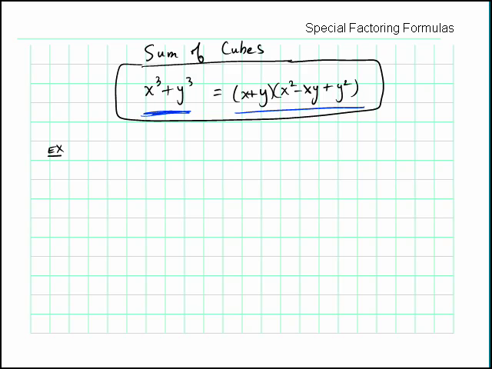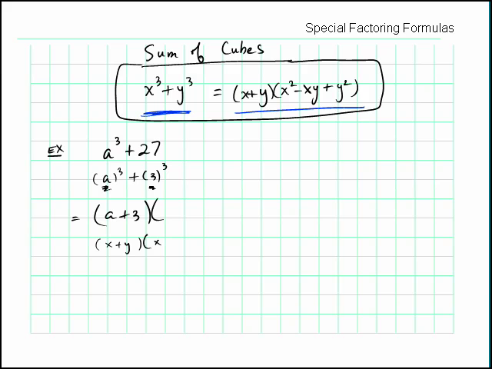Here's an example of how we can use this pattern to factor a sum of cubes. Let's say, for instance, we have a cubed plus 27. Now I know that this is a sum of cubes because this is a cubed plus 3 cubed. And so I'm going to replace the x up here in the pattern with the a, and the 3 is like our y in the pattern. And so this is going to be a plus 3. That's the same as my x plus y here.